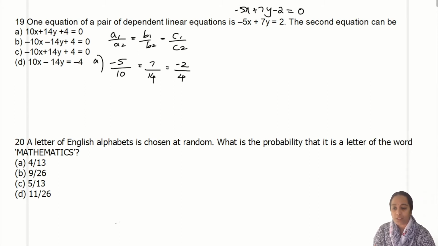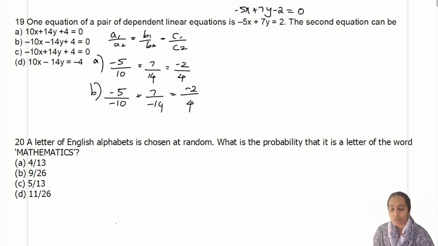So we have to go to option B now. Option B, apply the same condition for the lines to be overlapping, which is a1 by a2 equals b1 by b2 equals c1 by c2. I have now minus 5 divided by minus 10, 7 divided by minus 14, minus 2 divided by 4. Here again I have plus 1 by 2, minus 1 by 2, minus 1 by 2. Which means here also the condition is not satisfied. So let me move on to option C.